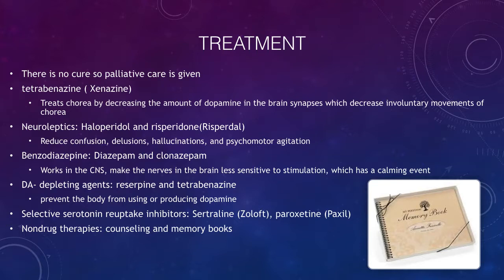Neuroleptics reduce confusion, delusions, and hallucinations, and some examples are the haloperidol and the risperidone. Benzodiazepine, also known as diazepam and clonazepam, make the nerves in the brain less sensitive to the stimulation, which has a calming effect. Dopamine depleting agents like reserpine prevent production and use of dopamine, and the selective serotonin reuptake inhibitors like Zoloft and Paxil can also treat the psychiatric disorders.